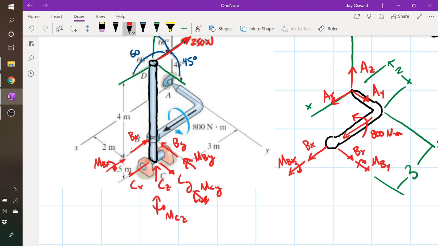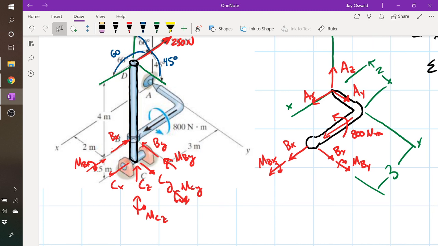an MCZ. Okay. So let's count our unknowns again. So at C, we have 5. The easy way to know that is there's one way it can move, so there must be 5 ways that it can't, right? So we have 5 unknowns there. I won't count B because it's on the other free body diagram. So the other free body diagram has 4 unknowns at B and 3 unknowns at A. So that's 7. 7 plus 5, we're back to 12. So we have a solvable problem. Hooray. Okay.